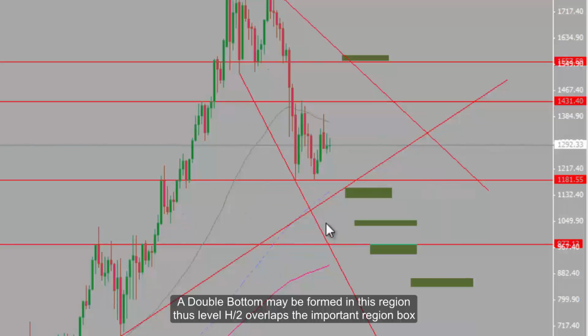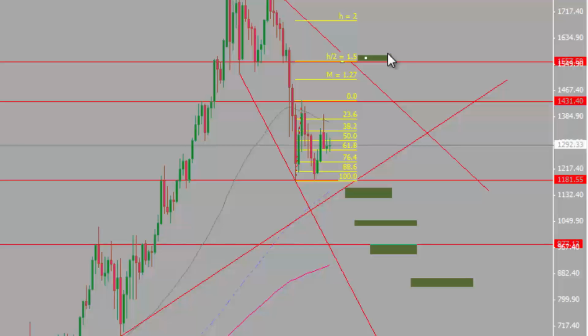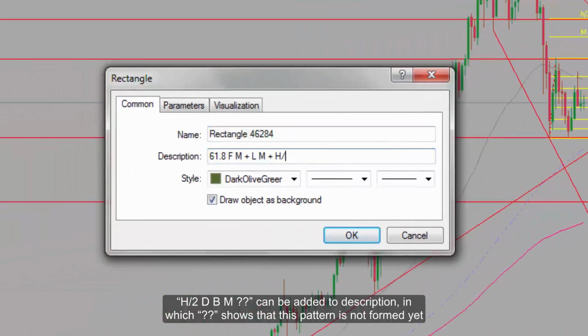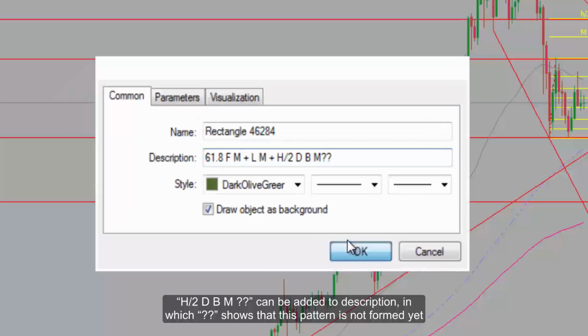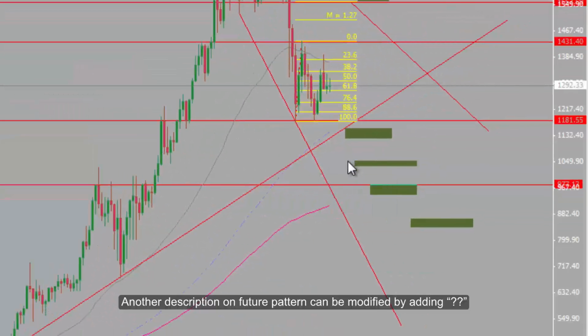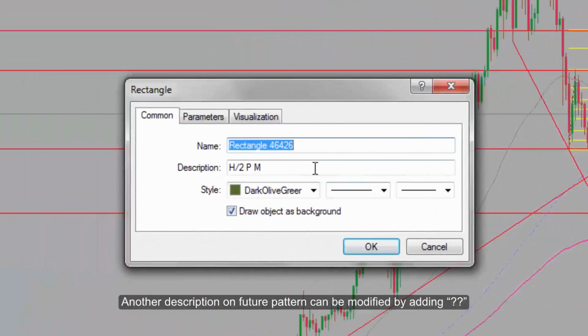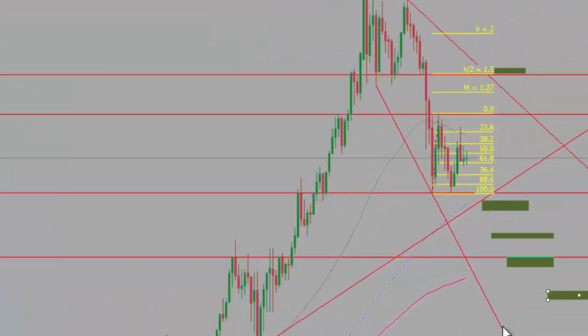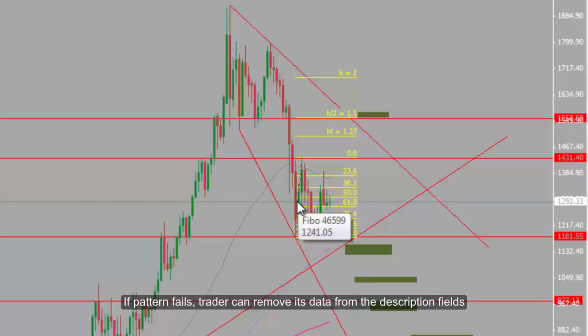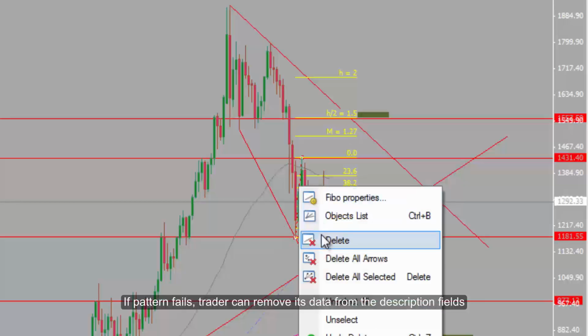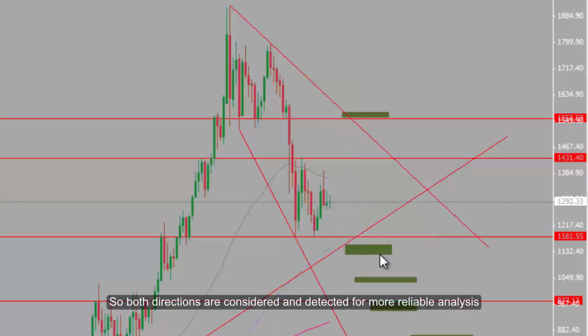A double bottom may be formed in this region. Thus, level H2 overlaps the important region box. H2 DB M ?? can be added to the description, in which the two question marks show that this pattern is not formed yet. Another description on future pattern can be modified by adding another two question marks. If the pattern fails, a trader can remove its data from the description field, so both directions are considered and detected for more reliable analysis.